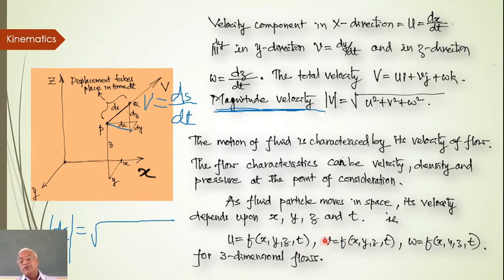Similarly, the velocity v, which is the velocity component in y direction, is a function of x, y, z and t. Omega is a function of x, y, z and t. So for three-dimensional flow, the velocities are like this. If we are talking about only two-dimensional flow, for example x and y only and z is not there, in that case z will not be there and u will be a function of x, y and t. Similarly, if it is a one-dimensional flow, it is a function of x and t only, right? Okay, we'll go further.